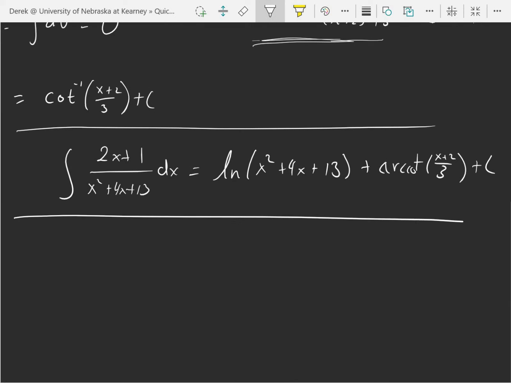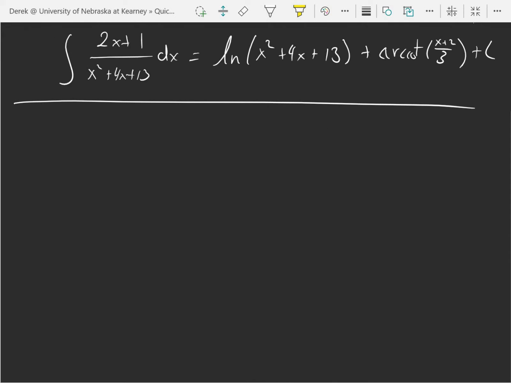Okay, let's try another trig substitution. Let's try the integral of 1 over (x squared plus 1) cubed dx and see what happens with this. I don't necessarily see right away that this is going to be a trig substitution, but I kind of do because I've got a sum of squares. The sum of squares gives me that I'm probably going to use a trig substitution, because I can't use any other substitution for it.